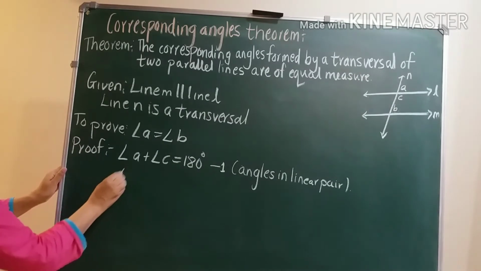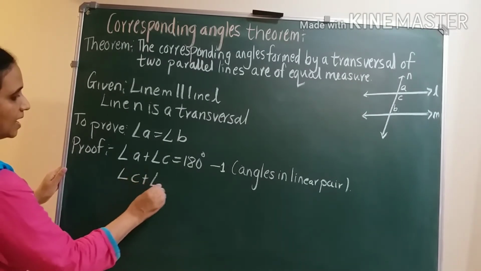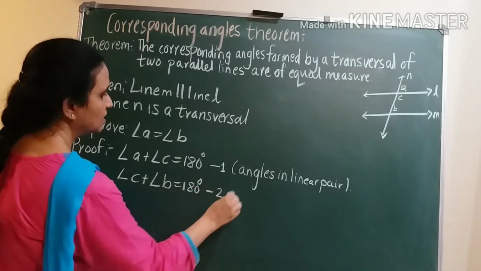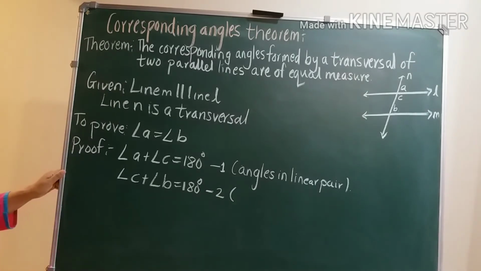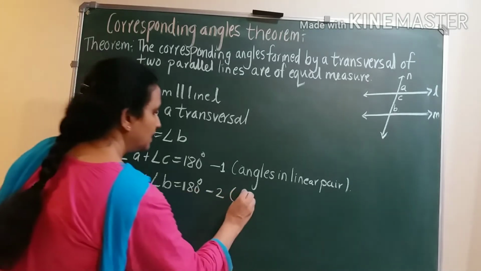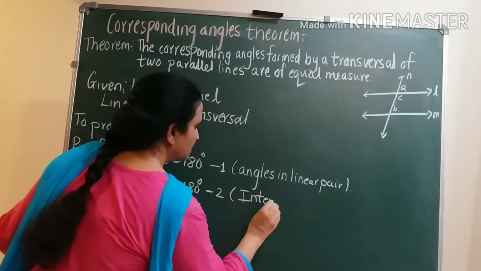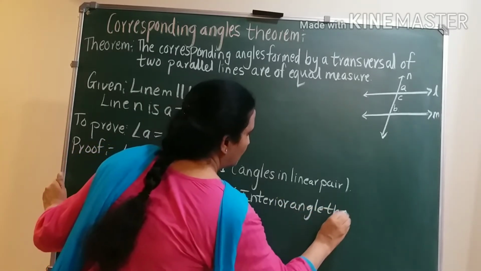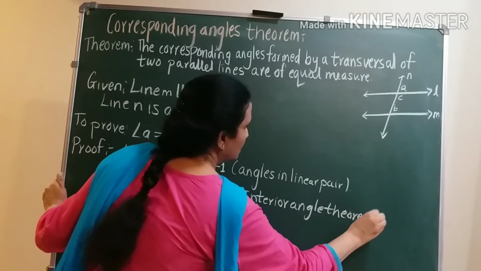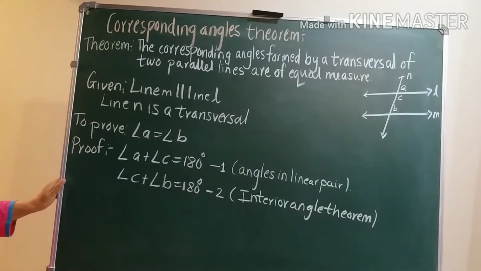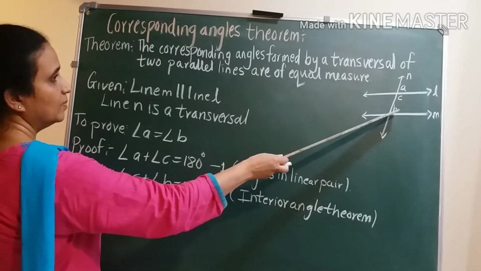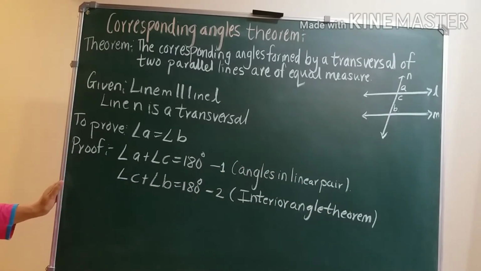Now, angle C plus angle B is equal to 180 degrees. This is our second equation, and what is the reason? We have studied the theorem, and that theorem is interior angle theorem. According to this theorem, the sum of the interior angles is supplementary, that is 180. That is angle C plus angle B is equal to 180.